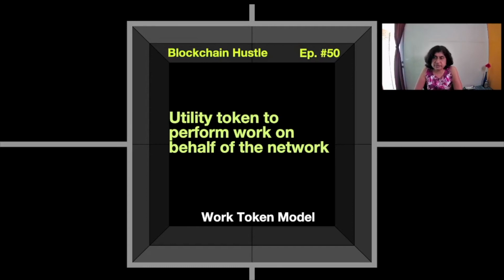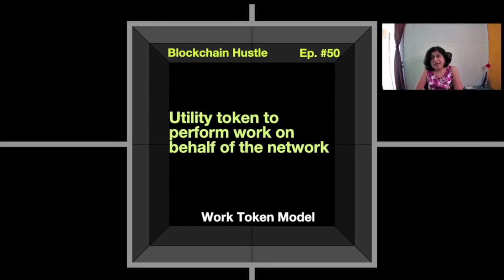So what happens here is that the service providers on this token network stake the platform's native token to earn a right to perform work on behalf of the network. You have to stake tokens to earn this right. And the probability of the work being awarded to you would be proportional to the number of tokens that you have staked. So it will be a percentage of your tokens versus the total number of tokens staked by all the stakeholders together, all the service providers.